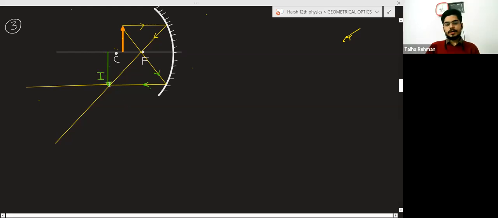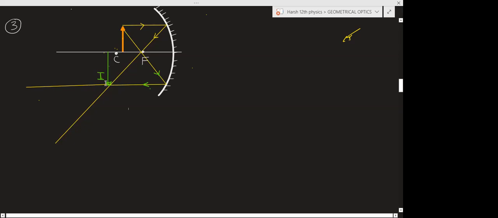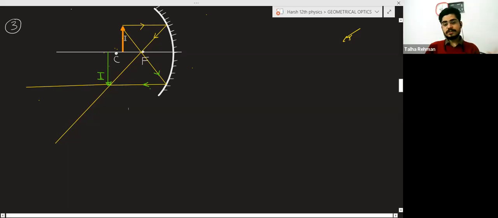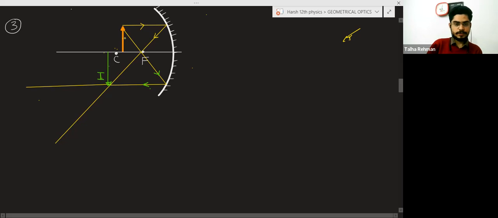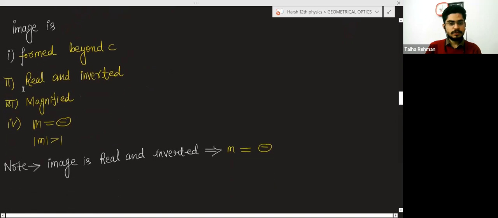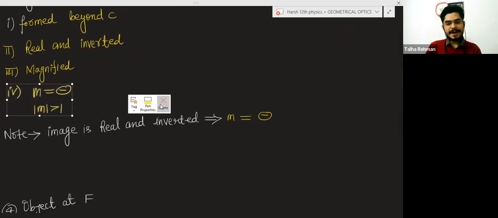Now, what can you say about the image? This is the object. This is the image. First of all, the image is real and inverted. Second, the size of the image is greater than the size of the object. And another, you can say the image is formed beyond the center of curvature.